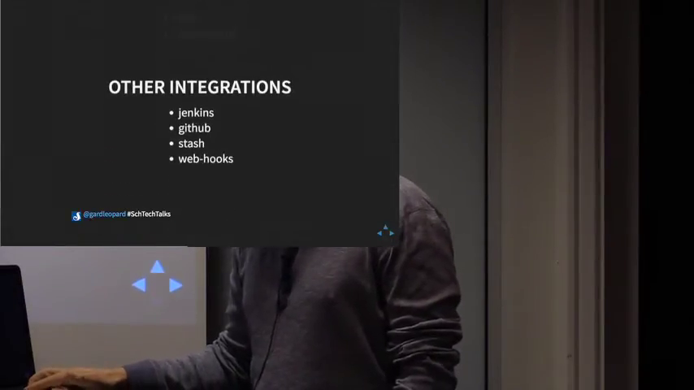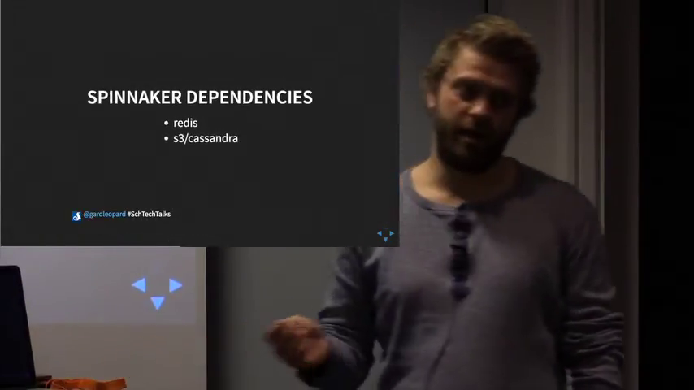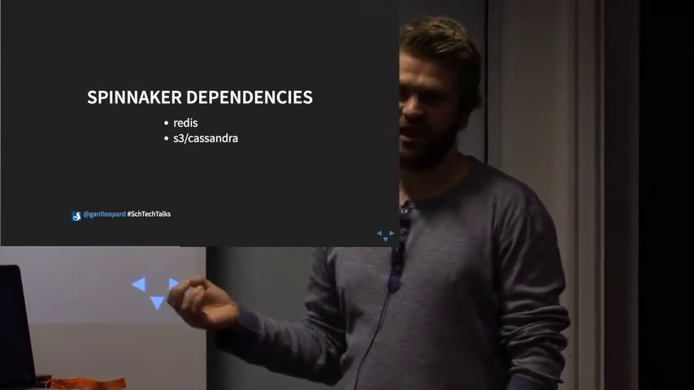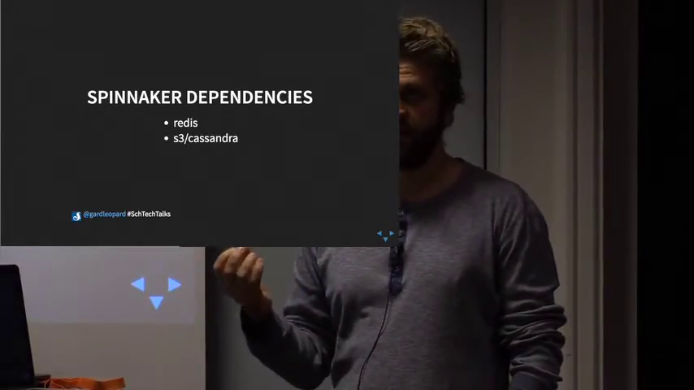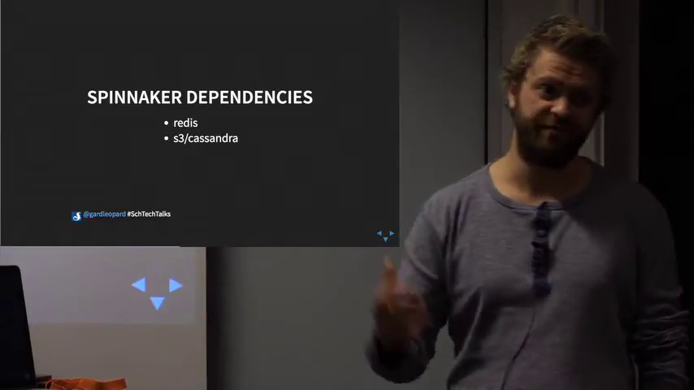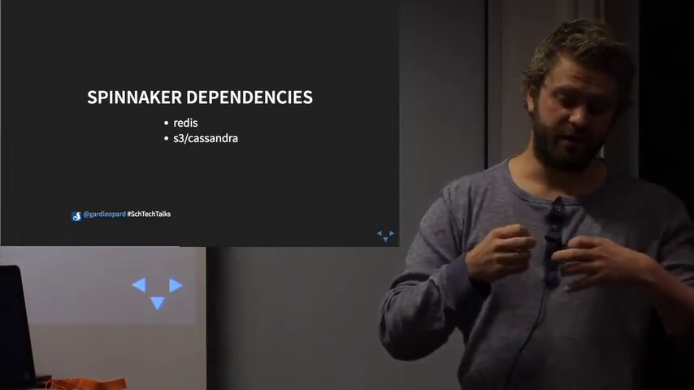Spinnaker depends on Redis and S3 or Cassandra. S3 and Cassandra are used to save the pipeline definitions and also the pipeline executions, while all the rest of the data is stored in Redis. So it's really a live cache kind of thing.